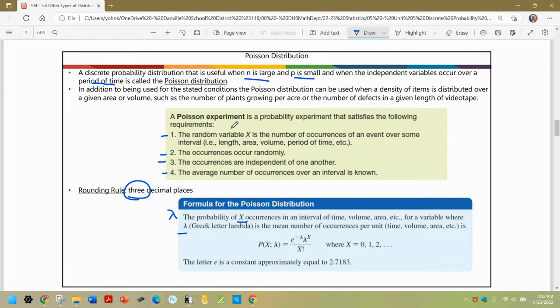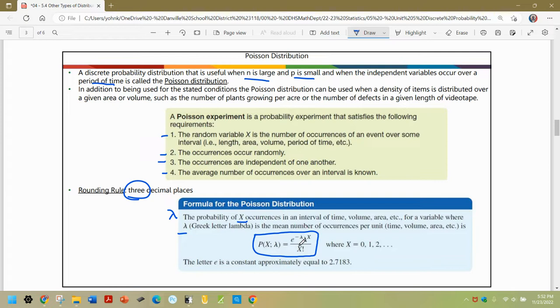7 sidewalk marks per 10 meters. I don't know. Notice that the formula for the probability is going to be e to the negative lambda, times lambda to the x power, all divided by x factorial. Notice this letter e that's in here. There is an e button on your calculator that I will show you in a minute.